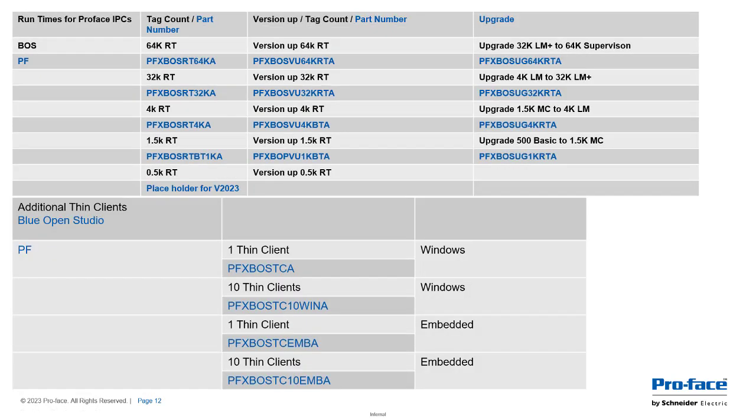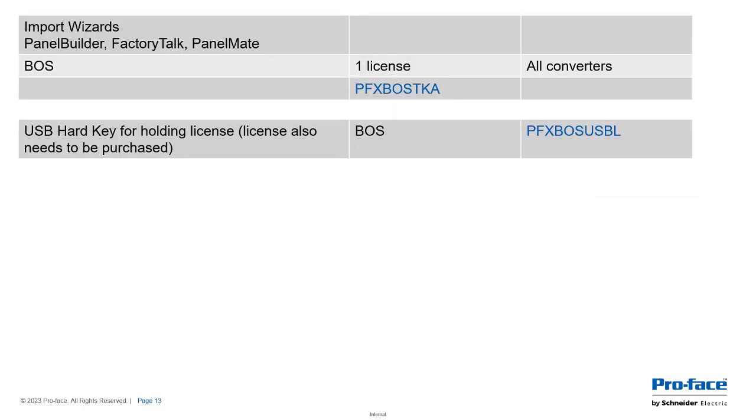Okay. Here are some more part numbers. Here are the runtimes again. Here are the thin client part numbers. You'll see thin clients for Windows, thin clients for embedded or Linux. And here are the import wizards. All the import wizards for Panel Builder, FactoryTalk, and PanelMate have been bundled up into one license. And then here is the part number for the USB hard key. And again, remember the hard key itself is not licensed. It's basically just a media to obtain the license.